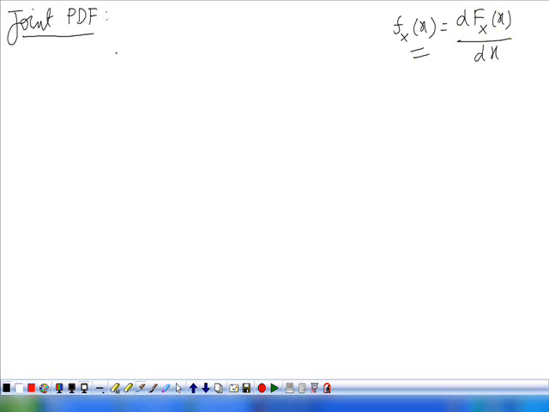In the same manner, you can write the joint probability density function of the random variables x and y as fxy of x comma y. So here we have two different variables. We take the partial derivative, dou x dou y.